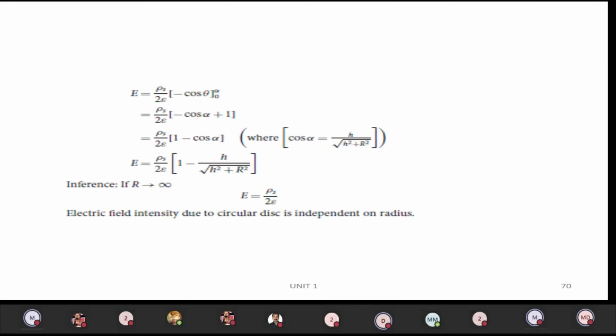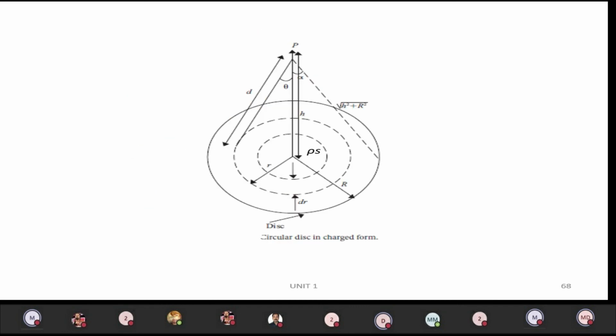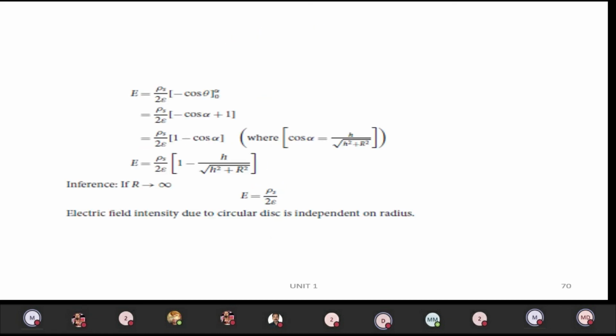E equal to rho s by 2 epsilon into 1 minus h divided by root of h square plus R square. So what is that h? It is the distance between the point and the circular disk center, as you can see in the diagram. And capital R is the radius of the disk. So that's what we have applied here.